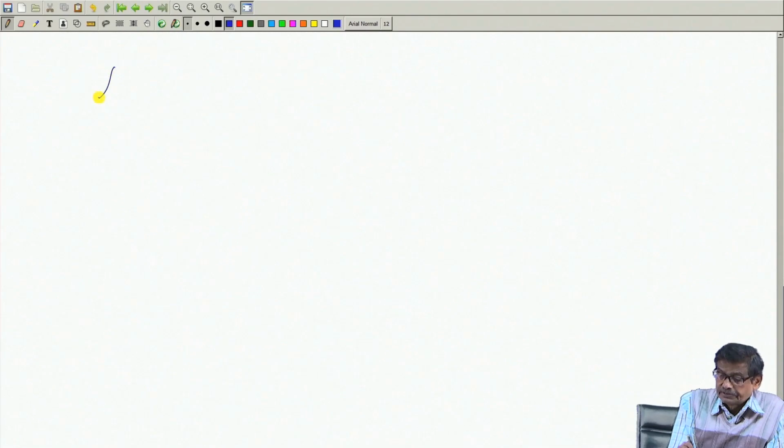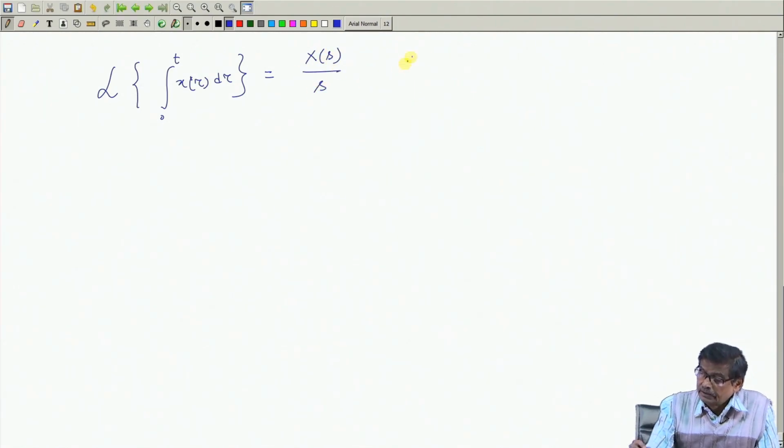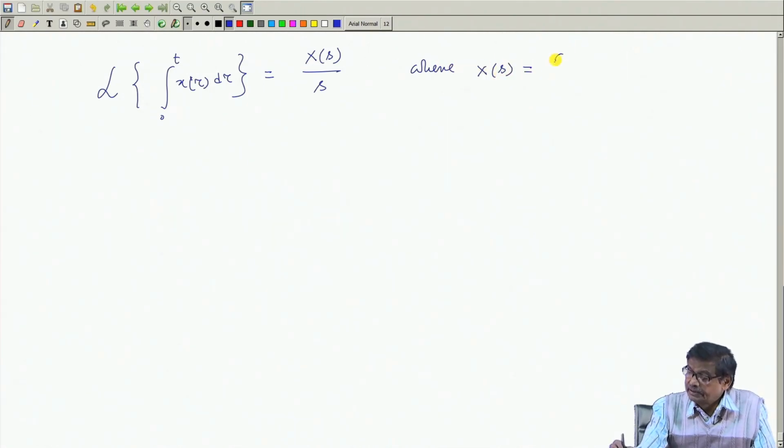Therefore, we say that finally the Laplace transform of the integral from 0 to t of x(tau) d tau will be nothing but X(s) by s, where X(s) is nothing but the Laplace transform of x(t).